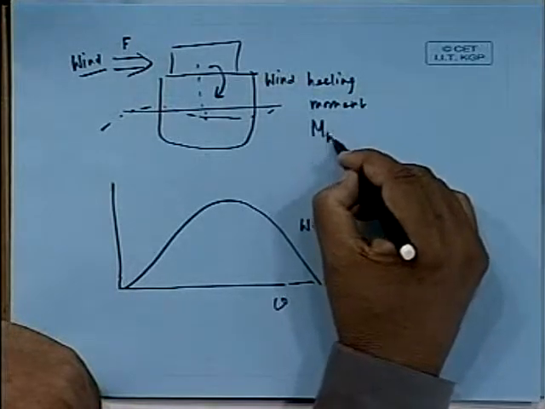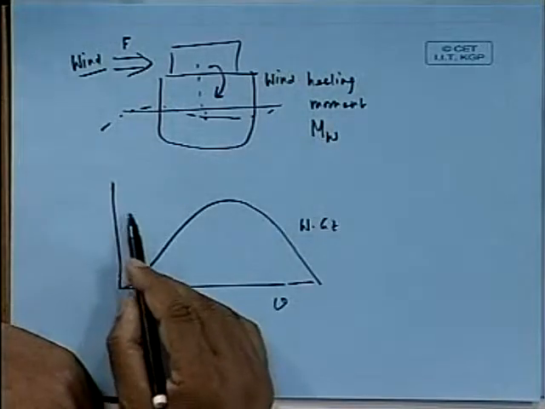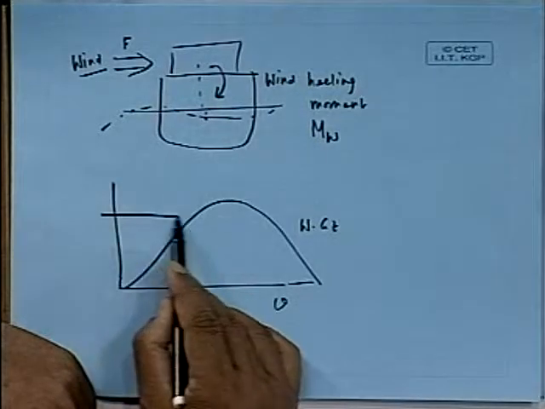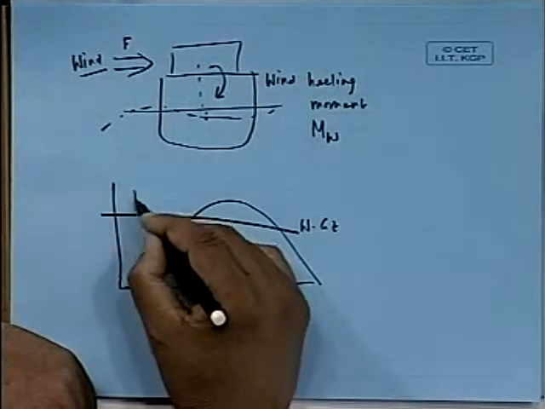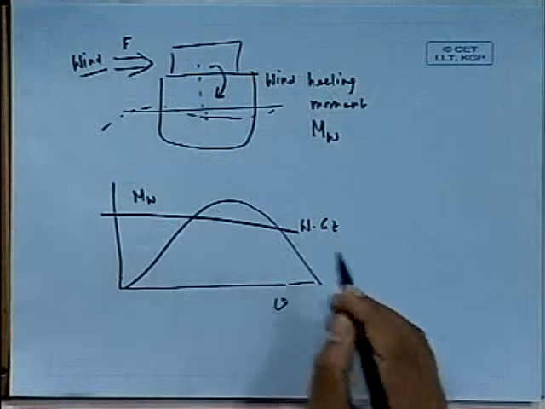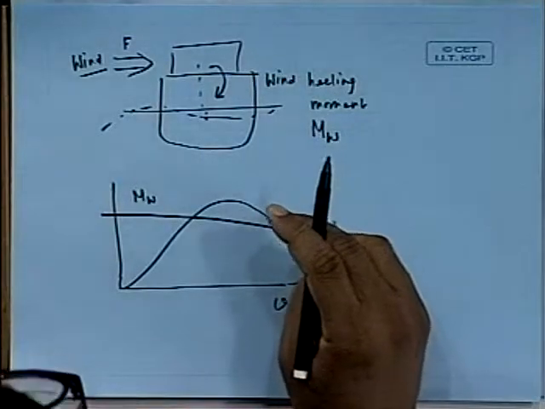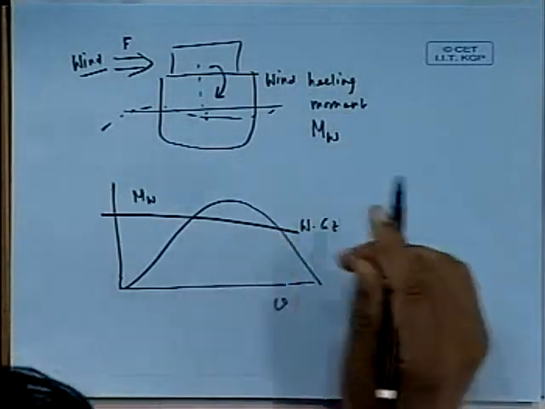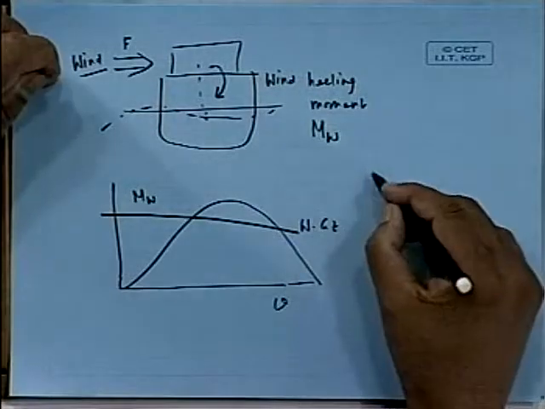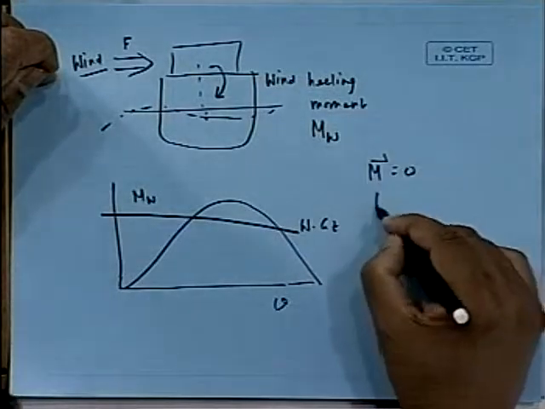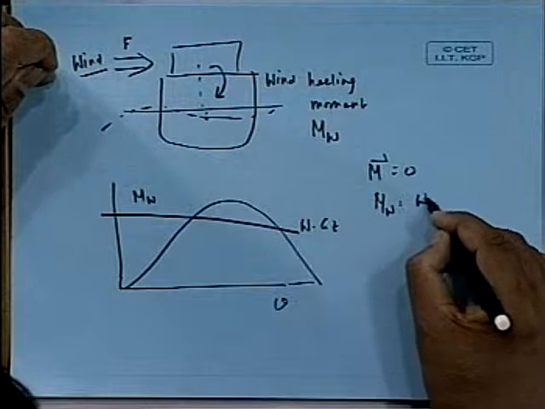Say M wind, let me call. So this M wind will be applied on the ship, it may be something like that, say M wind. Now you see, the ship will obviously, again by theory, be at equilibrium when my total M is 0. That means my M wind equals to W ZZ.